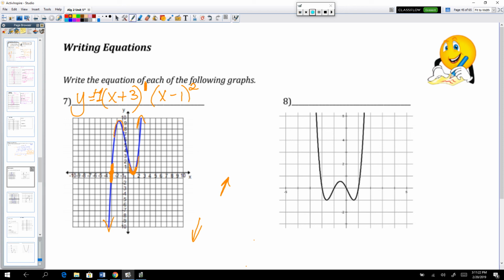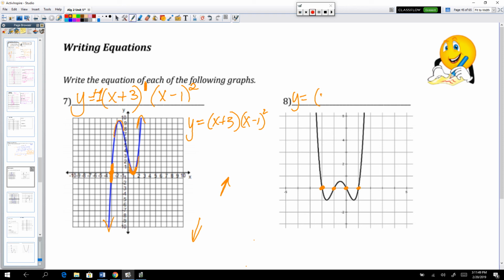So at a minimum on a quiz or test, I would need to see y equals x plus 3, x minus 1 squared. If I ask for standard form, you would need to distribute that out like we did on the last page. Let's look at number 8 and see what's going on from an x-axis perspective. Looks like I've got 1, 2, 3, 4 interactions. So I'll account for those with my intercept form.